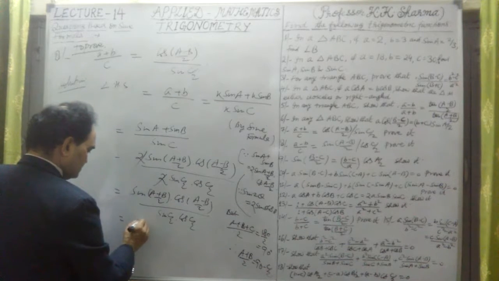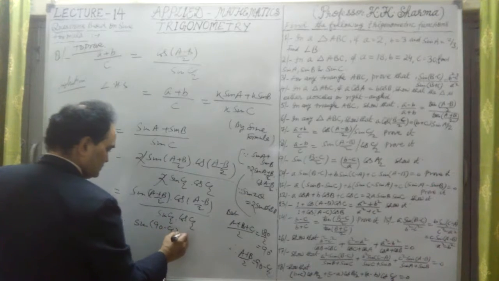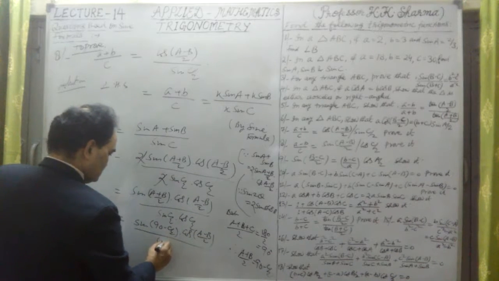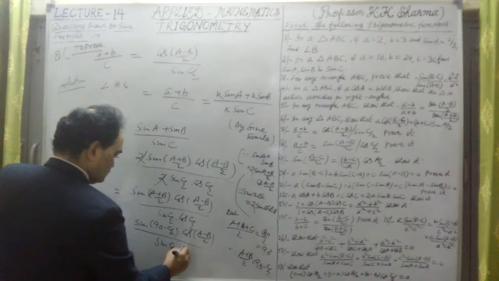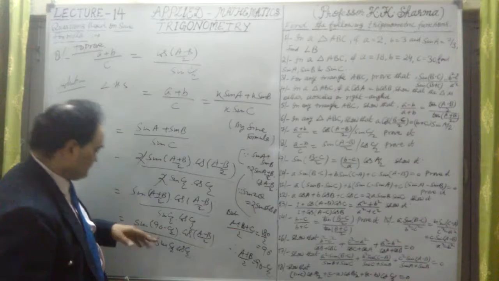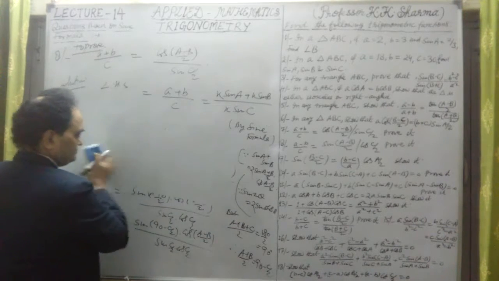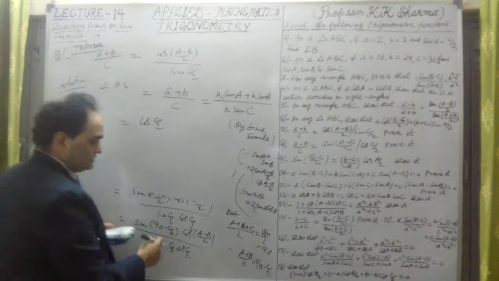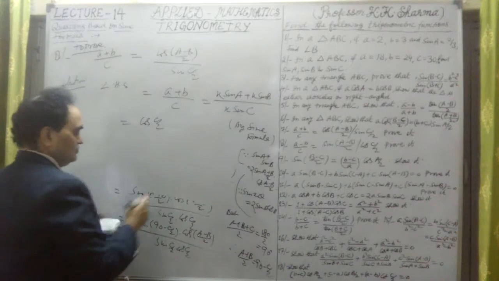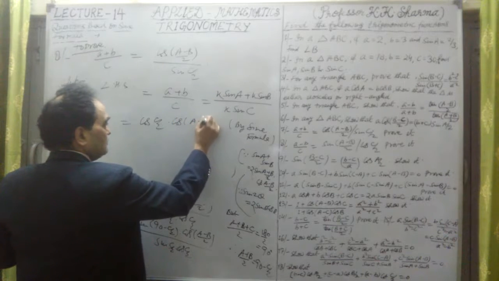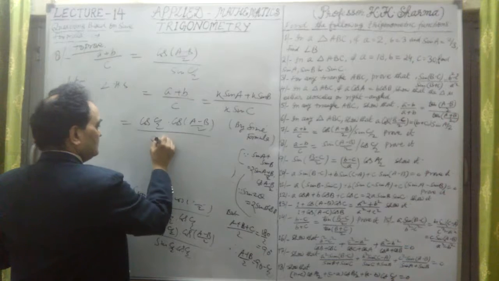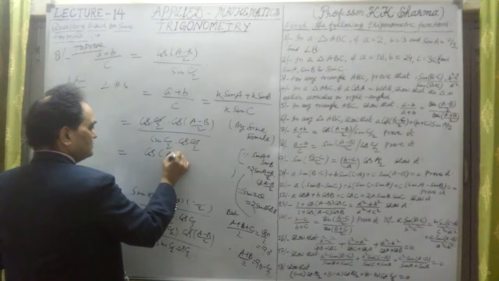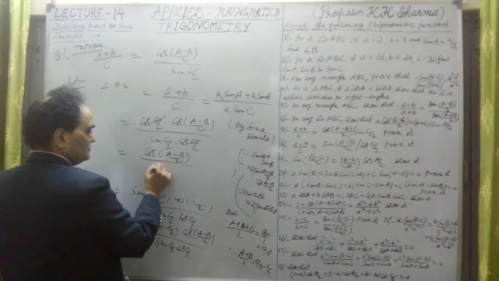In place of this, we can write here sine (90 minus C by 2) into cos (A minus B) by 2, divided by sine C by 2 into cos C by 2. Now this sine (90 minus theta) is cos theta. So finally it will be cos C by 2, in place of theta we have C by 2. This is cos C by 2 into cos (A minus B) upon 2, divided by sine C by 2 into cos C by 2. Cos C by 2 cancels out. This is cos (A minus B) upon 2 divided by sine C upon 2.